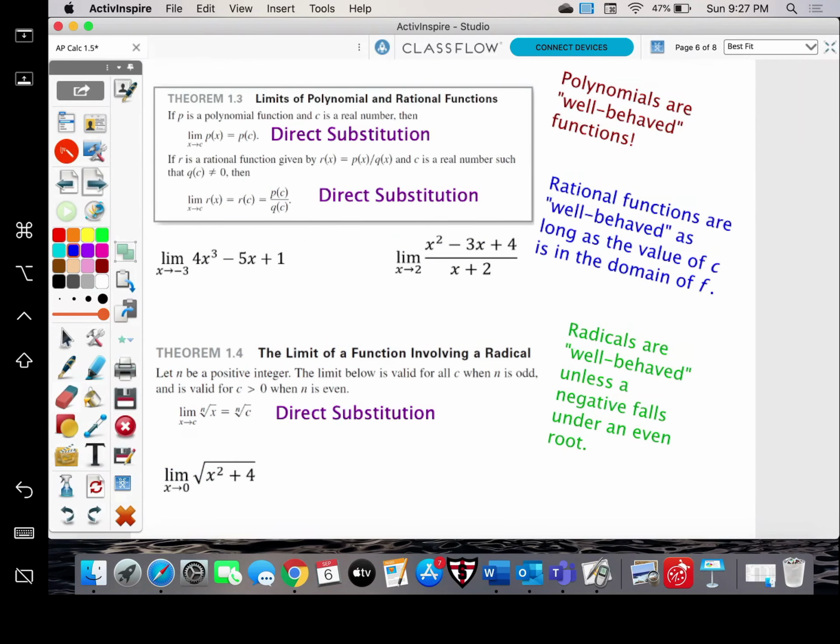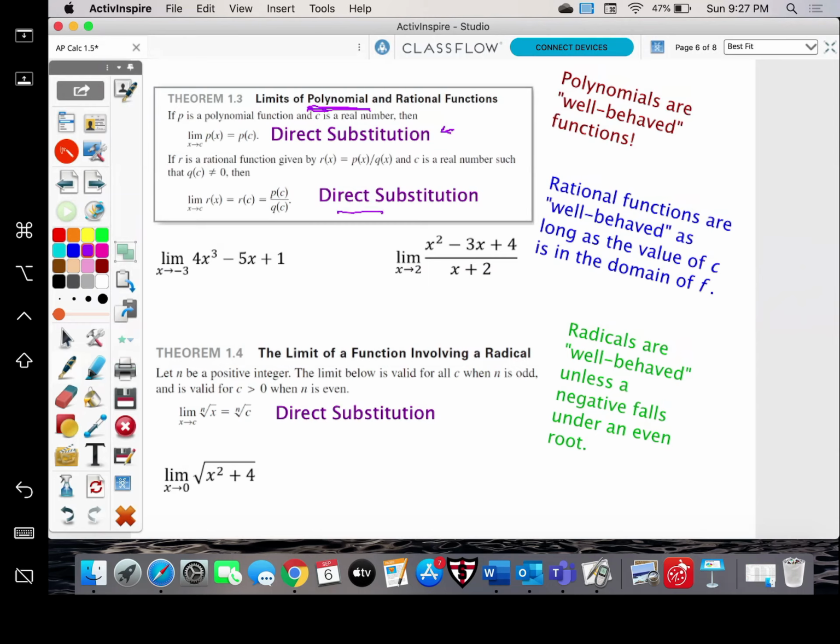Okay, here's more functions. Polynomials. So polynomials do not have any sort of division by 0 or radicals in them, so they are well-behaved functions, and like it says here, you can use direct substitution. Rational functions, again, normally don't have division by 0. There's only one place usually that has a division by 0, so just be aware, and as long as you're not plugging in that value, you can use direct substitution. So that works for rational functions as well.